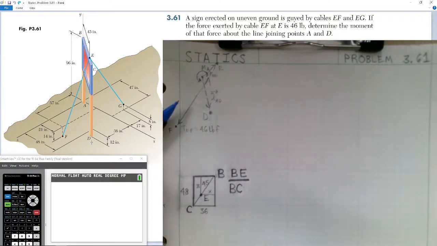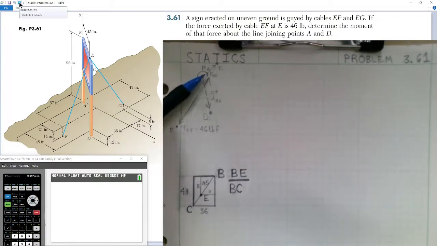If you look on the free body diagram and also in the diagram itself, we're going to have a moment about A, which is being caused by the tension force going from E to F. We want to figure out what component of that moment acts on the axis A to D. So I'll draw this out in the diagram.